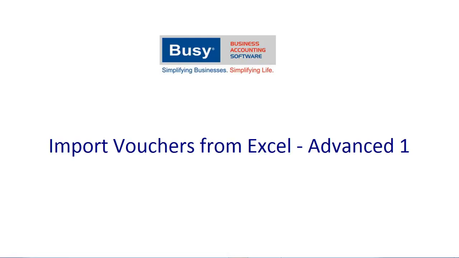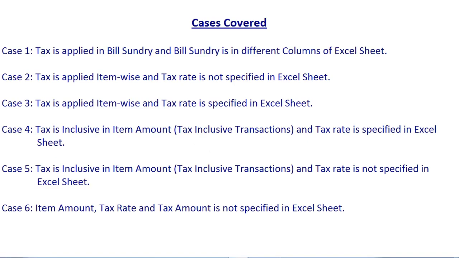There are various cases depending on which we'll create different formats on how to import data to Busy. Different cases that will be covered in this video are: case 1, tax is applied in bill sundry, and bill sundry is in different columns of Excel sheet. That is, there is more than one tax you have charged in the voucher. Case 2, tax is applied item wise and tax rate is not specified in Excel sheet. Case 3, tax is applied item wise and tax rate is specified in Excel sheet.